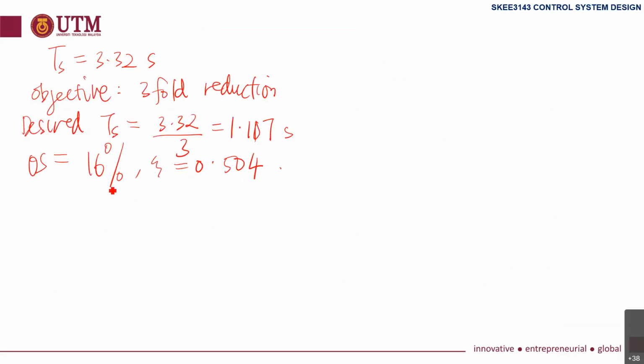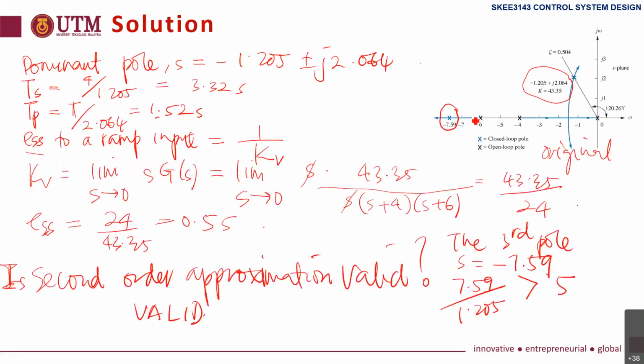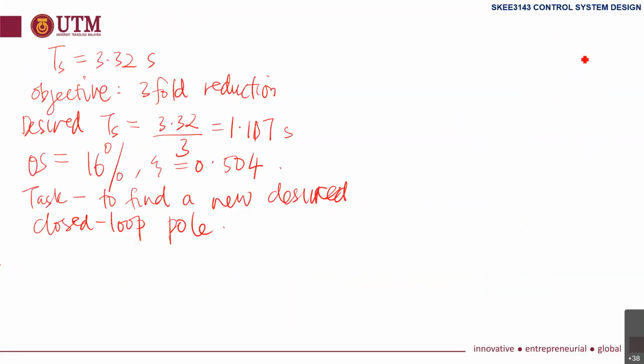The next task is to find a new desired closed loop pole. We need to find a new closed loop pole. We want to change, not this one anymore. This is the original one, minus 1.205. Now we want a new one because we want a new TS.